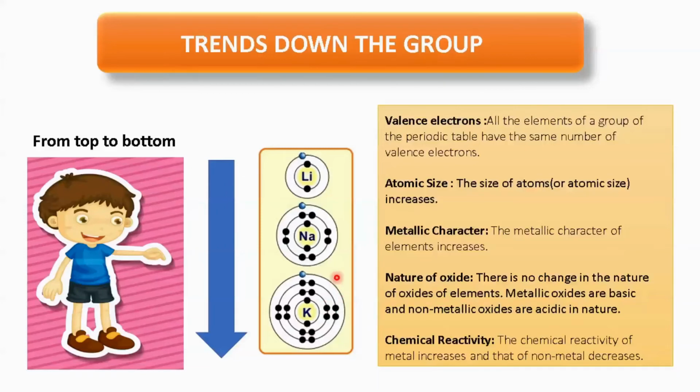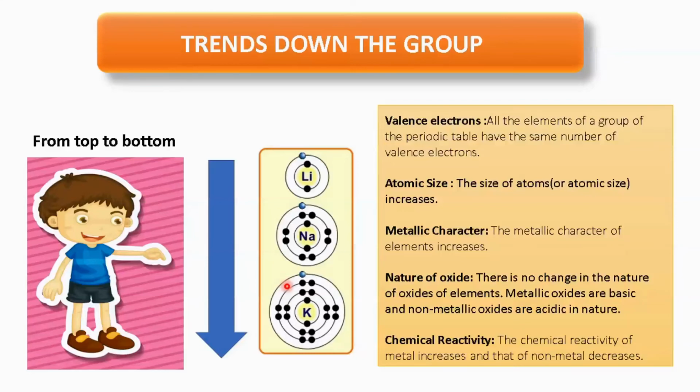Next, moving to chemical reactivity. The chemical reactivity for metals, the ability to lose electrons, increases down the group. Basically, chemical reactivity is related to the loss or gain of electrons. So metals have the ability to lose electrons easily, and this ability increases down the group. So the chemical reactivity increases down the group. But in case of non-metals, it decreases.